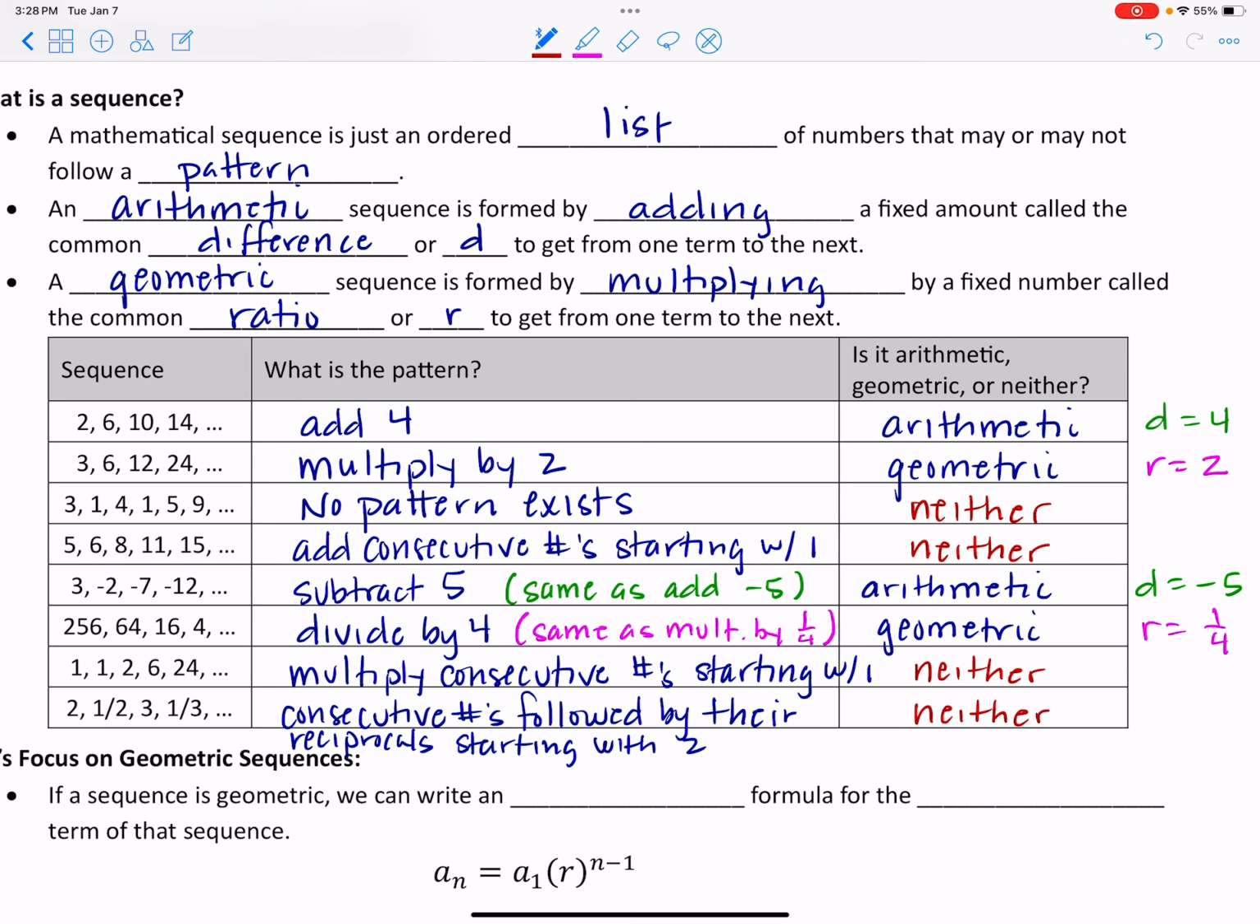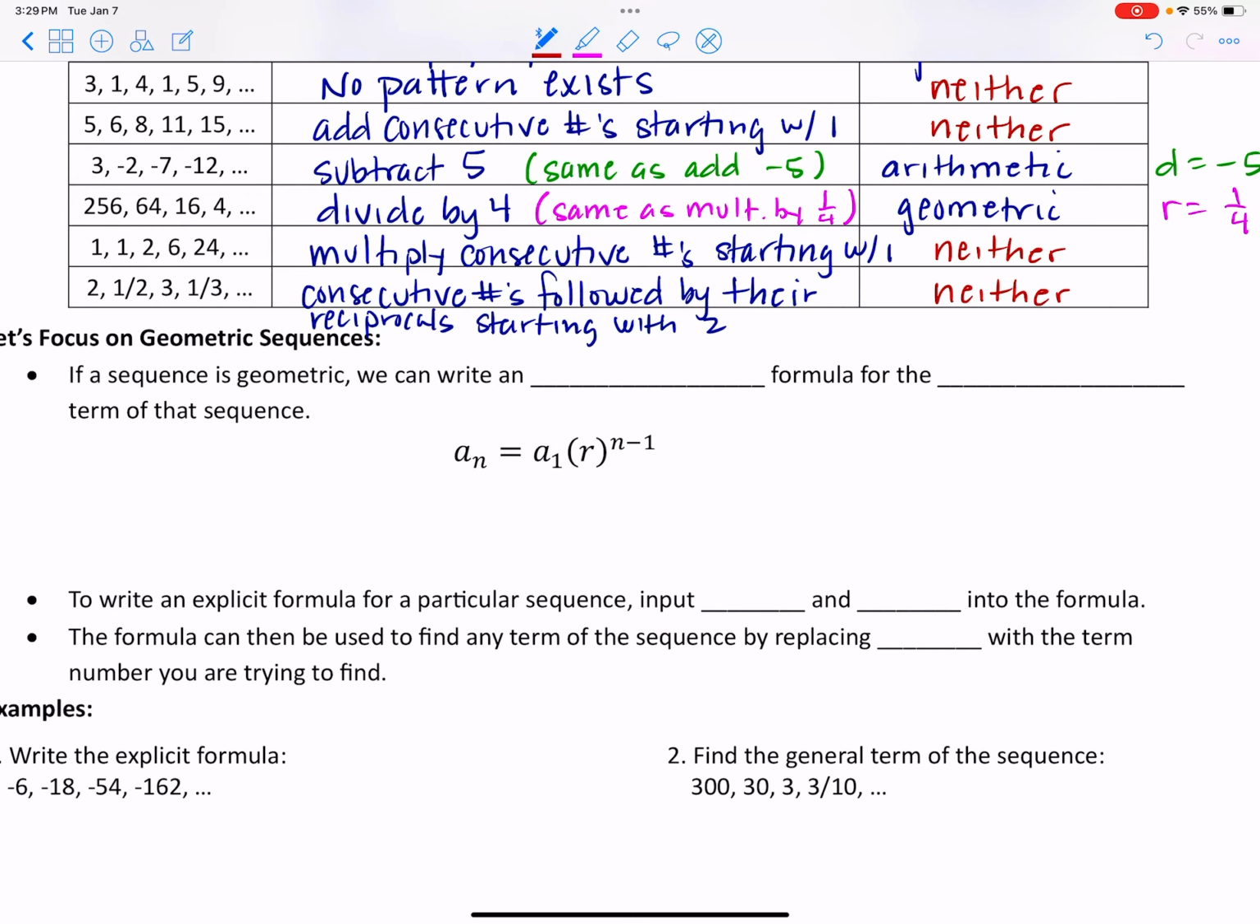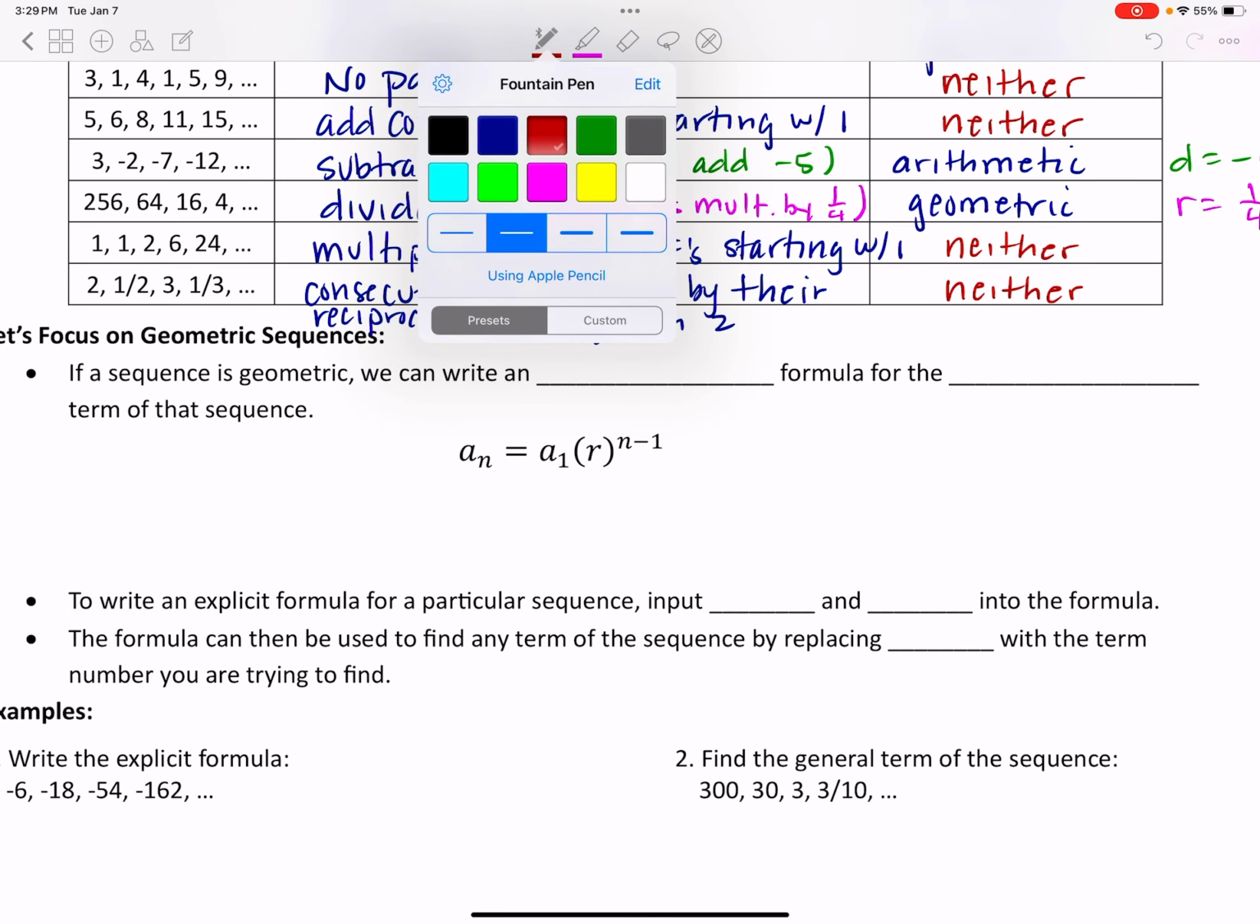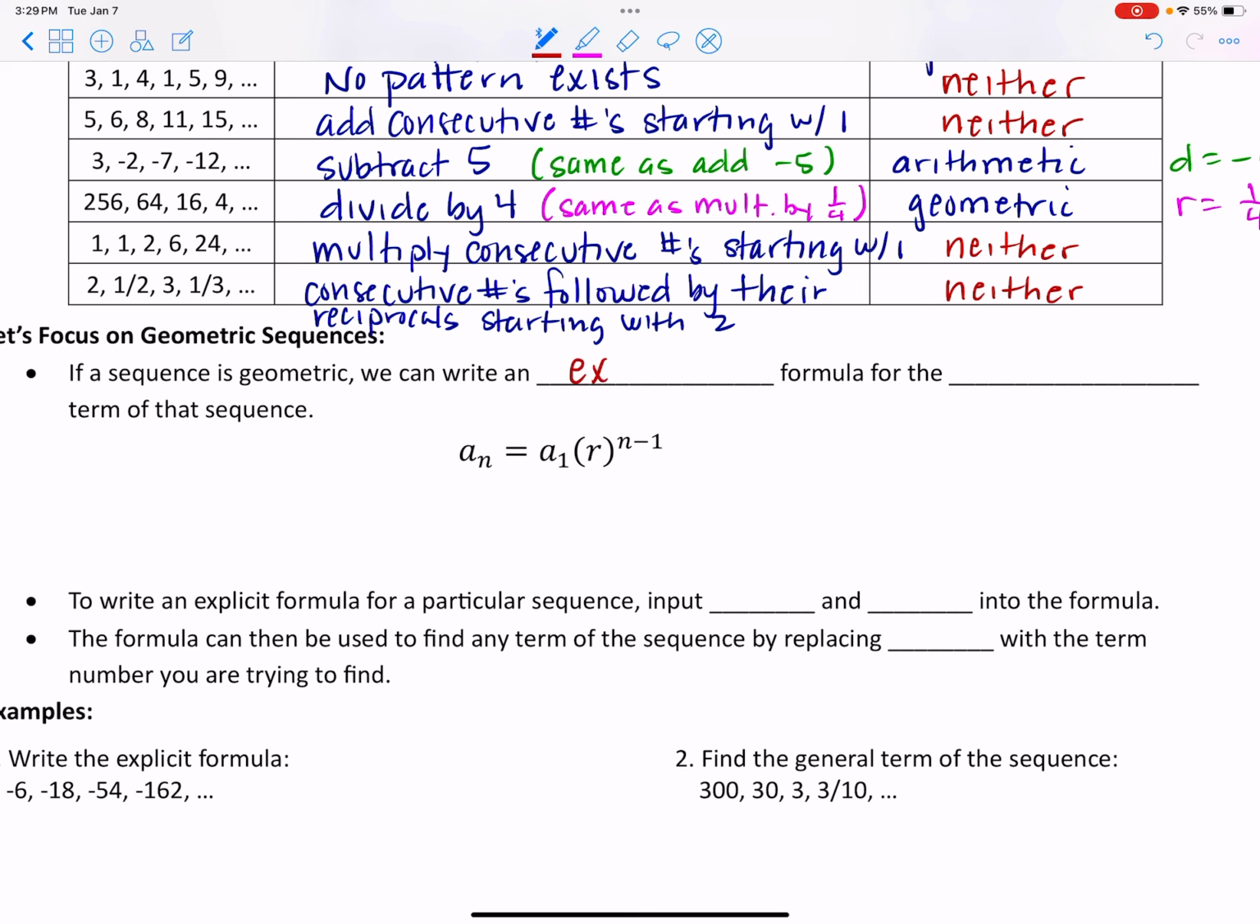And now we're going to focus on the arithmetic and geometric sequences themselves. If our sequence is arithmetic or geometric, if we're adding a common difference or multiplying a common ratio to get from one term to the next, then we're able to write what we call an explicit formula for the general term of that sequence, which means we can write a formula that can be used to calculate any term in the sequence.